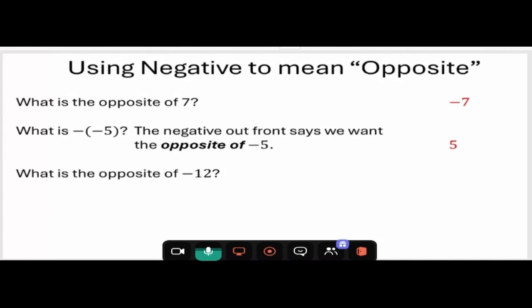What is the opposite of negative 12? Well, the opposite of negative 12 is going to be positive 12. And again, you notice this is technically a positive 5 and a positive 12, but we're lazy and we don't write them there, even though we know they are there.